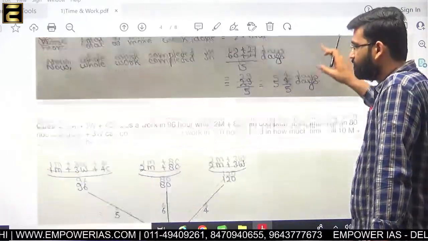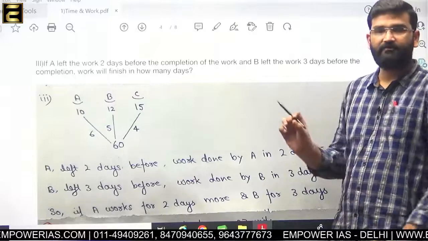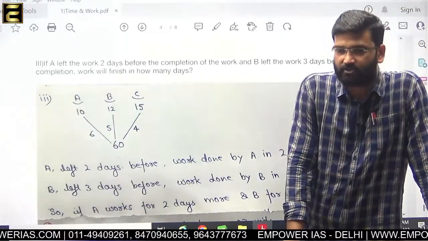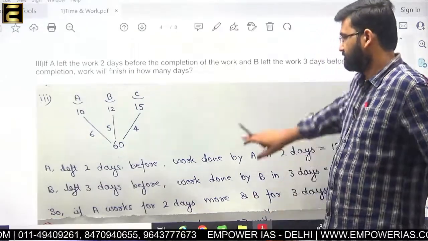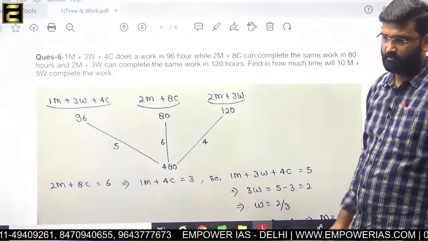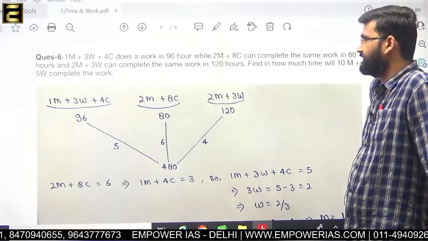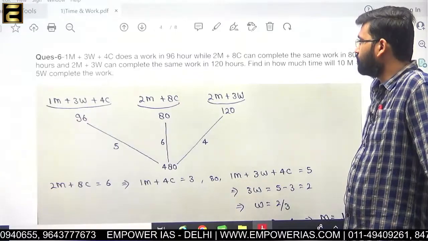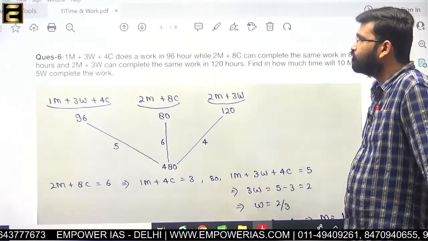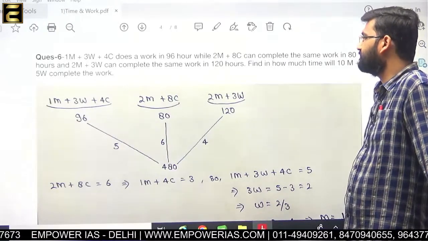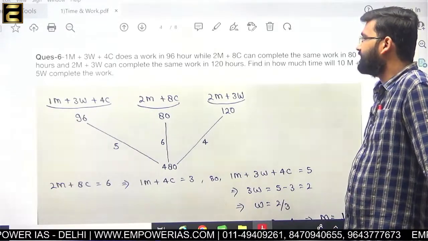Okay. Now moving to the question, see here. Up till now, we were discussing an individual person in the questions we have discussed, either A or B or C. But now, this is a question which is based on groups. Okay. 1 man, 3 women and 4 children do a work in 96 hours, while 2 men and 8 children can complete the same work in 80 hours, and 2 men plus 3 women can complete the same work in 120 hours. Okay? Find in how much time will 10 men and 5 women complete the work.